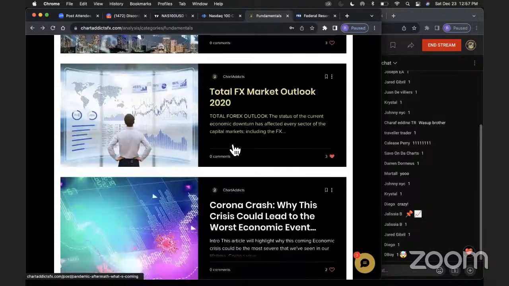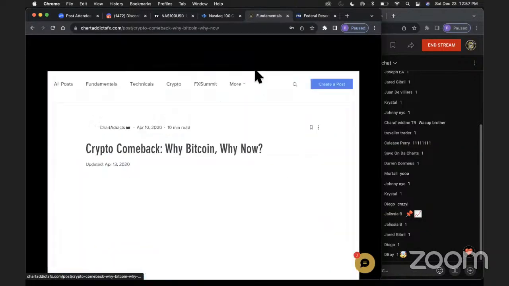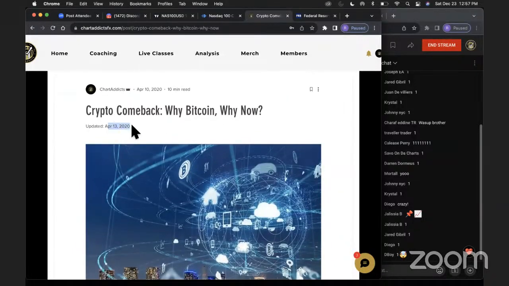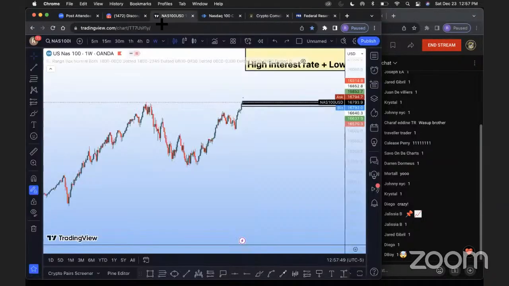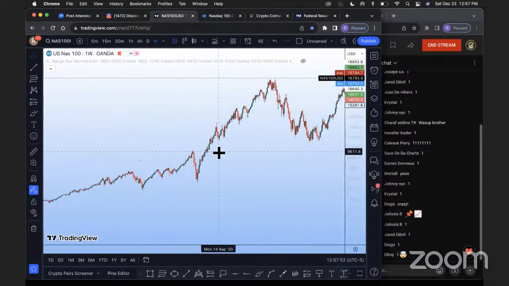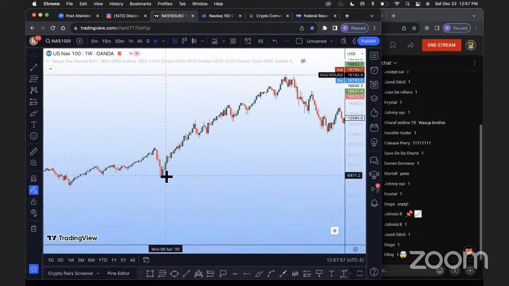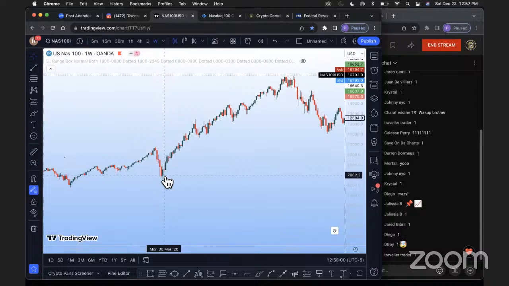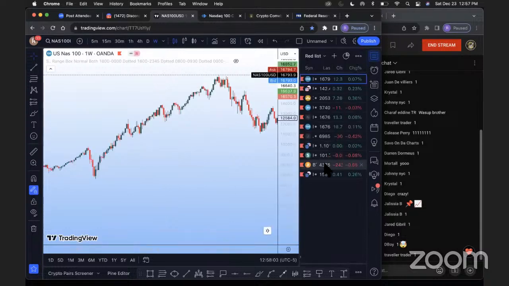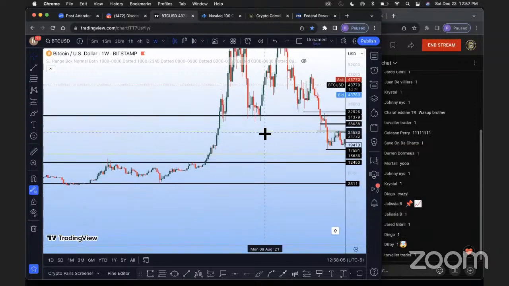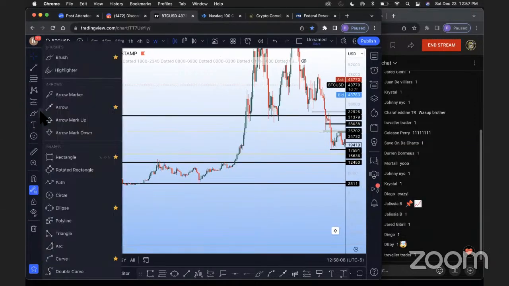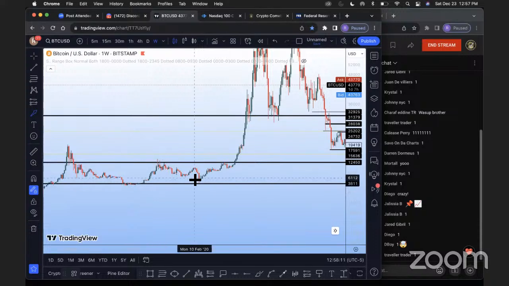All right, last thing I want to cover is this article here. This is how I made most of my money. This is April 2020. April 2020 is right here at the lows of the crash. I was telling everyone to buy cryptos at the low of the crash. Why? I'm going to put an arrow here to point to where April 2020 is. April 10th or April 13th was right here, right before this massive pump.